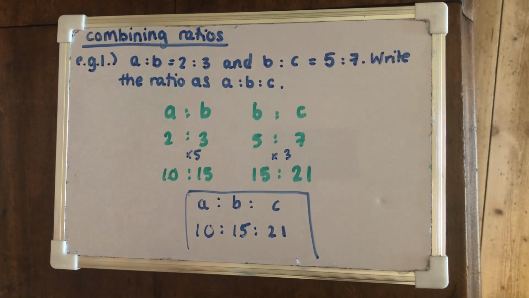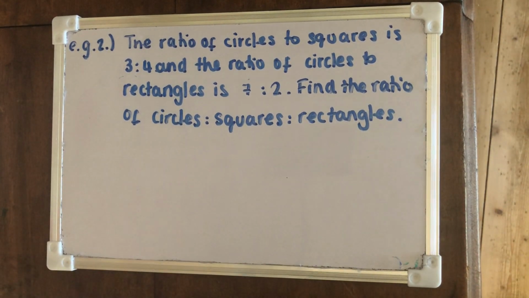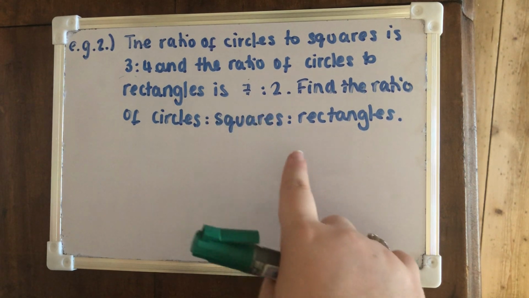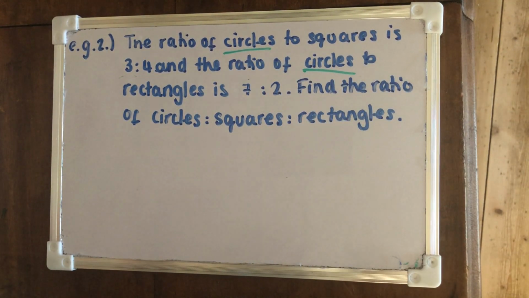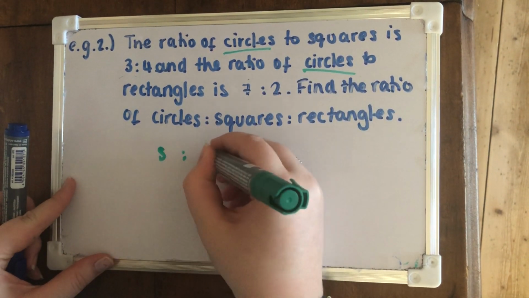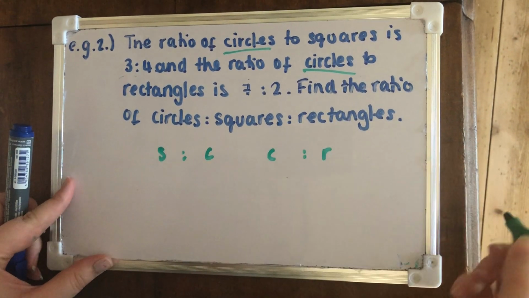Okay, so we're going to do another one, but this time it's going to be wordy. So we need to work out the information first. We've got the ratio of circles to squares is 3 to 4. The ratio of circles to rectangles is 7 to 2. Both of them have circles in, so those are the ones that I want to have in the middle. So the first ratio is squares with circles, and the second one is circles with rectangles.